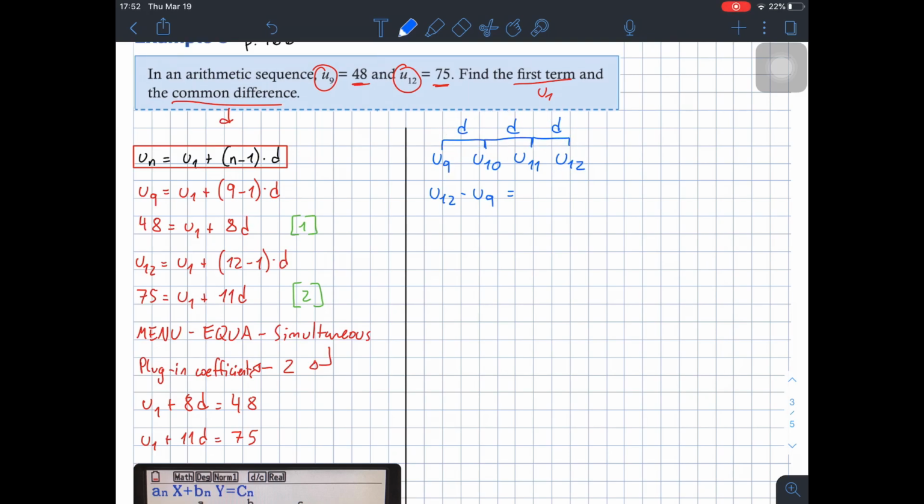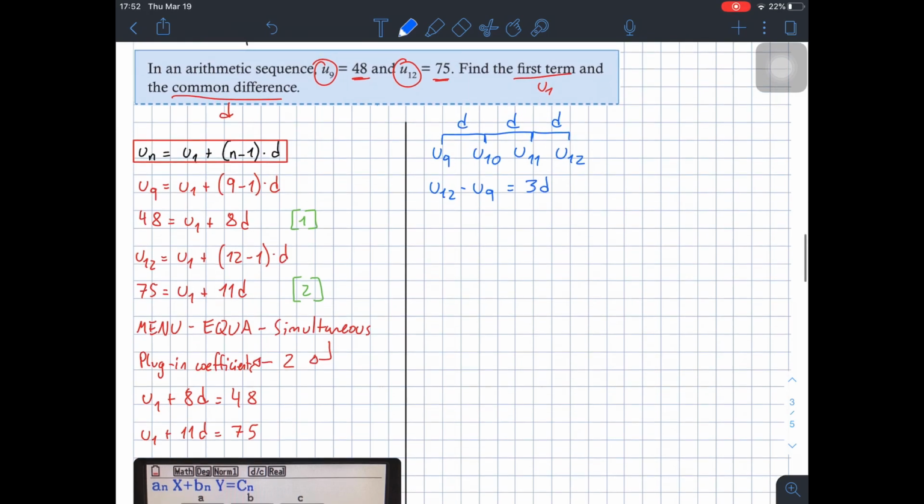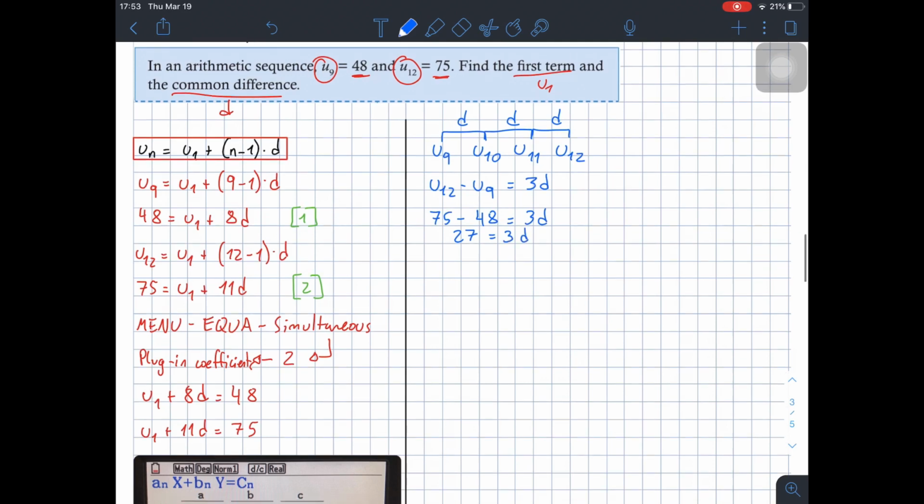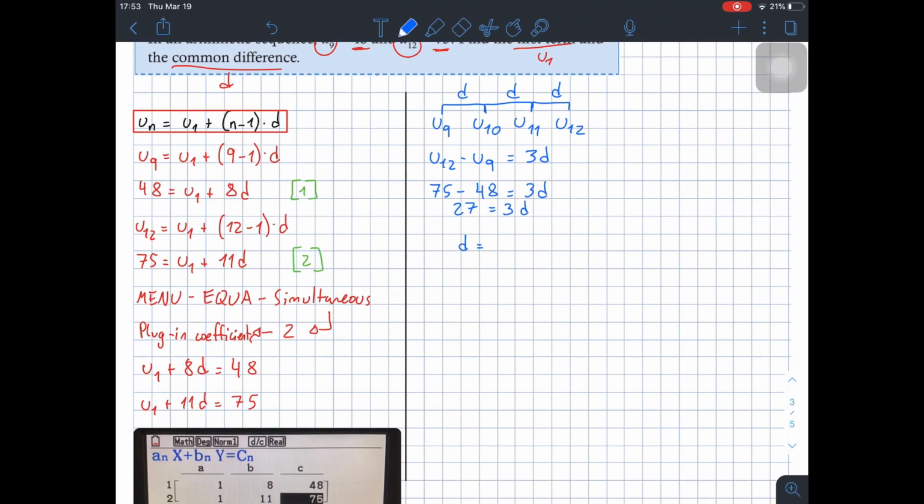So this equals 3d. We know u12 is 75. We know u9 is 48. And you see that here we have only one variable, which is d. So if we perform this, 75 minus 48 gives us 27 equals 3d. So finally, the value of d would be 27 divided by 3, which is 9.